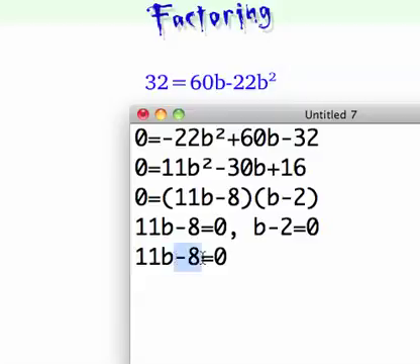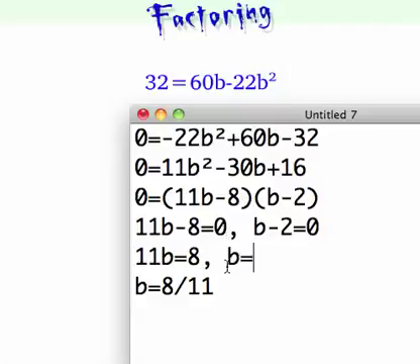So I'm going to get rid of that negative 8 by adding 8 to both sides. And then I'm going to get rid of the 11b, but the 11's multiplying the b, so I'm going to do the opposite. I'm going to divide both sides by 11. Over here, I want to get rid of that negative 2, so I'm just going to add 2 to both sides. So I have b equals 2. Okay, and that's my final answer.